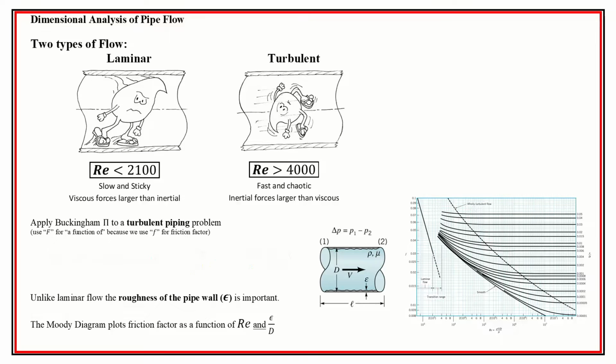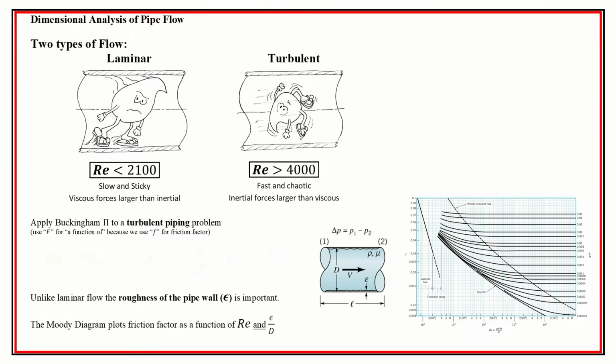All right, so continuing on class 21, we move on to turbulent flow. We already kind of introduced this, so a little bit of redundancy. We have laminar, in pipes, which is below 2100. It's slow and sticky. And then above 4000, we have fast and chaotic. Below 2100 in the laminar region, the viscous forces are much larger than the inertial forces, whereas the opposite is true for turbulent flow. The inertial forces overwhelm the viscous forces.